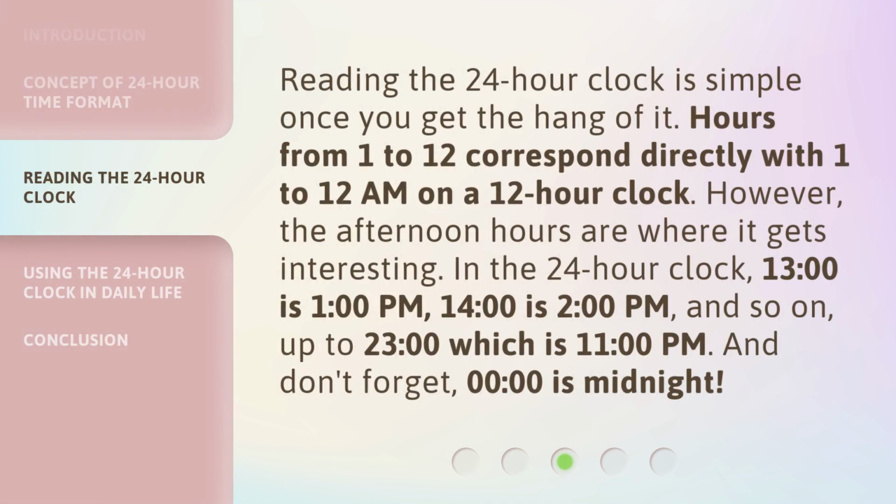Reading the 24-hour clock is simple once you get the hang of it. Hours from 1 to 12 correspond directly with 1 to 12 a.m. on a 12-hour clock. However, the afternoon hours are where it gets interesting. In the 24-hour clock, 1300 is 1 p.m., 1400 is 2 p.m., and so on, up to 2300, which is 11 p.m. And don't forget, 0000 is midnight.